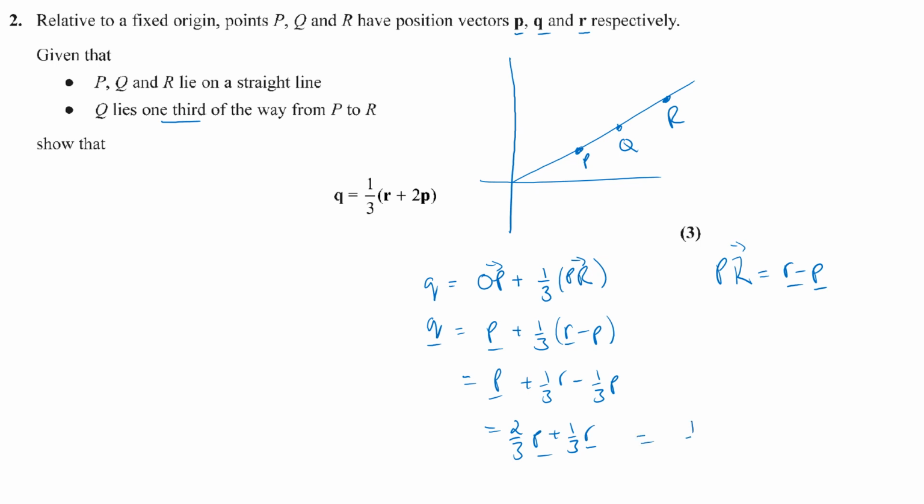And then if we take a third out as a factor and just write it in the order they want in the brackets, it's 1/3 of (r plus 2p).